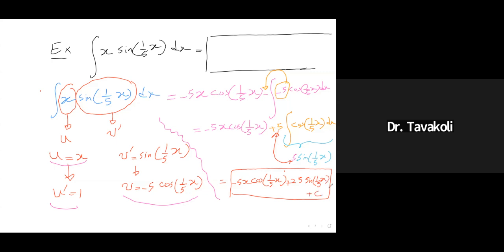So let me repeat this final answer. Inside this provided space: minus 5x cosine of 1/5 x plus 25 sine of 1/5 x, and at the end plus c.